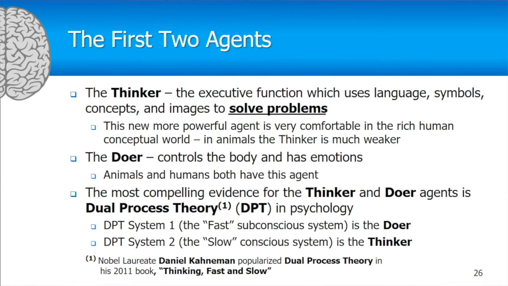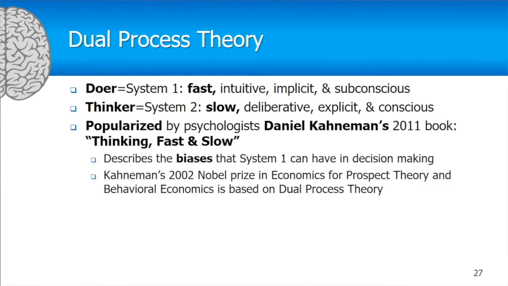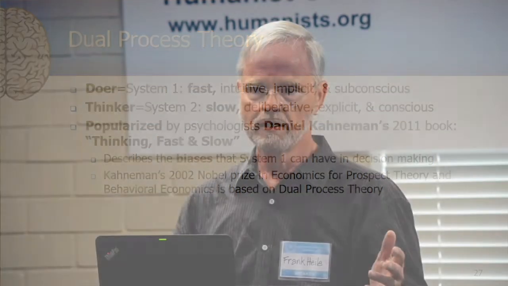Dual process theory was popularized by Daniel Kahneman in his 2011 book, Thinking, Fast and Slow. And in this book, he mostly talked about the biases that the doer can have. The doer is the ancient system, but it doesn't really understand concepts as well as the thinker does. So for example, the concept of probability is something the doer can't really understand and give you the correct answer about probability questions. But the thinker, if it thinks about it, can.